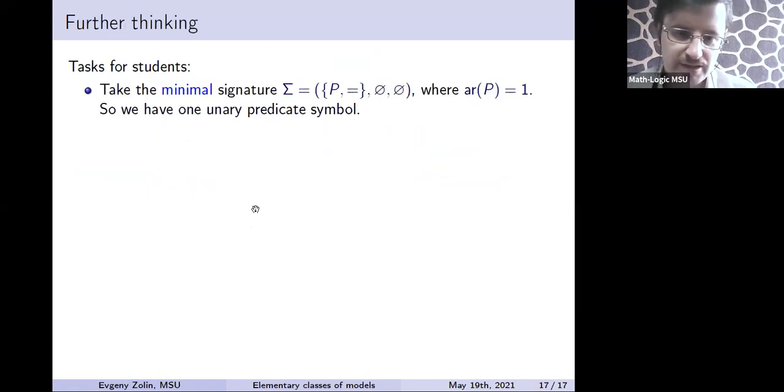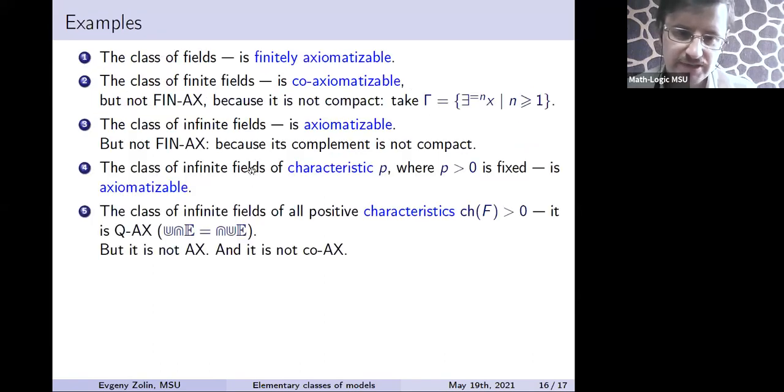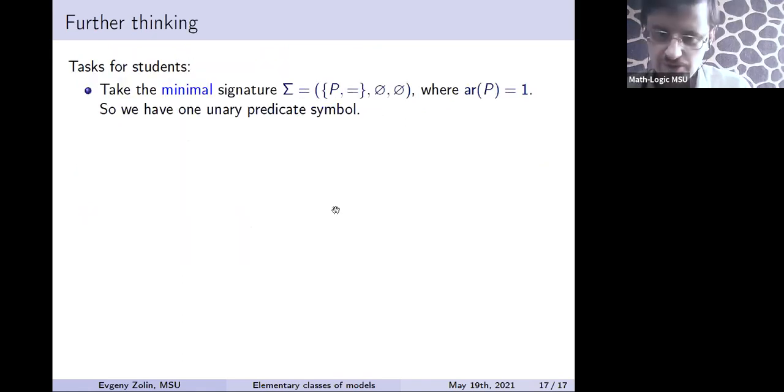Final remarks. So here we had examples about fields. Fields have two operations, multiplication and addition. It may seem that we need these strong things, some very deep structure on our models in order to build these quasi-axiomatizable classes and so on and so on. But no, we can do the same using a very, very simple signature.